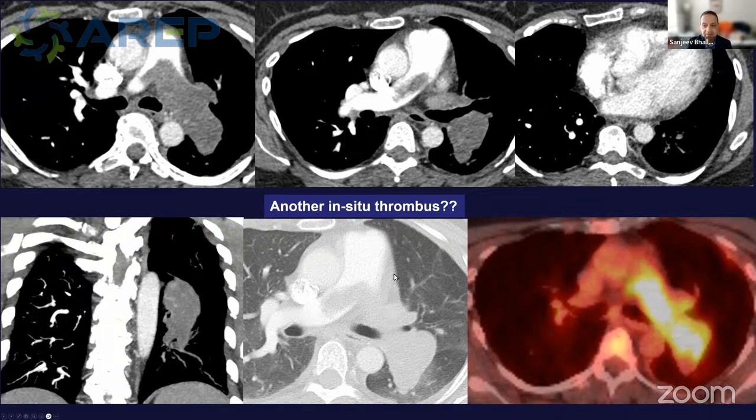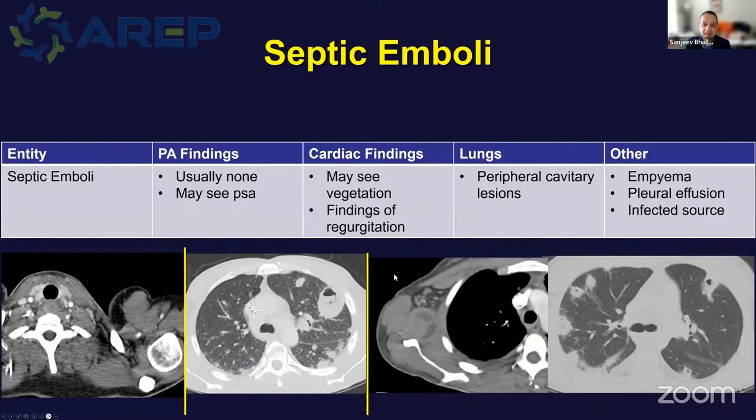So what about this next patient? So this next patient comes in with septic emboli, and I just want to share with you, septic emboli is just an example of how not all embolic disease will present with filling defects. So oftentimes with septic emboli, the main finding is going to be cavitary, like infarcts, peripheral airspace opacities. Don't always expect to see the filling defect in the setting of septic emboli. You might see vegetation, you might see findings of valvular regurgitation, but don't always expect to see the filling defects.